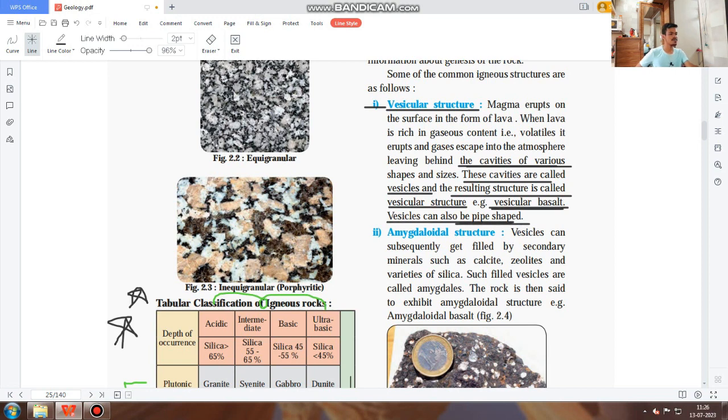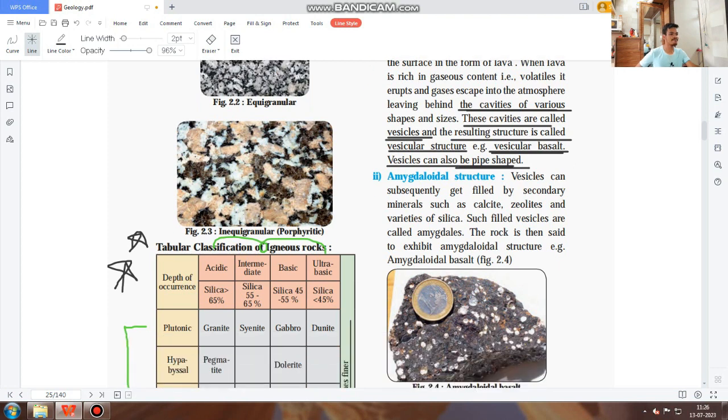An example is vesicular basalt, and there is another one also. They are pipe shaped. So remember what I have underlined: they are cavities formed when lava erupts and gases escape from the rock. So cavities are left behind, called vesicles, and those vesicles are filled by these sorts of minerals. An example is vesicular basalt, amygdaloidal basalt.